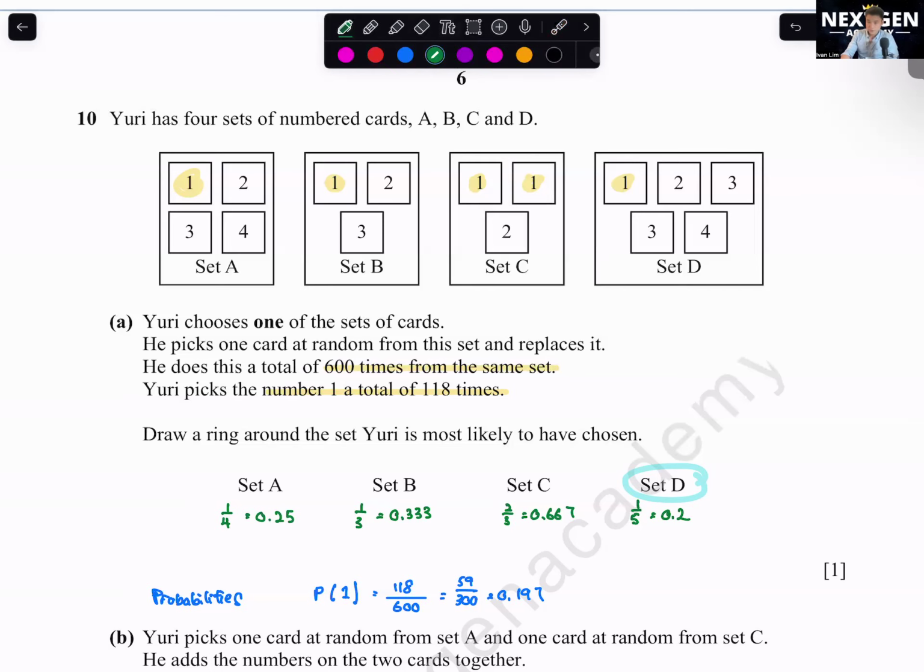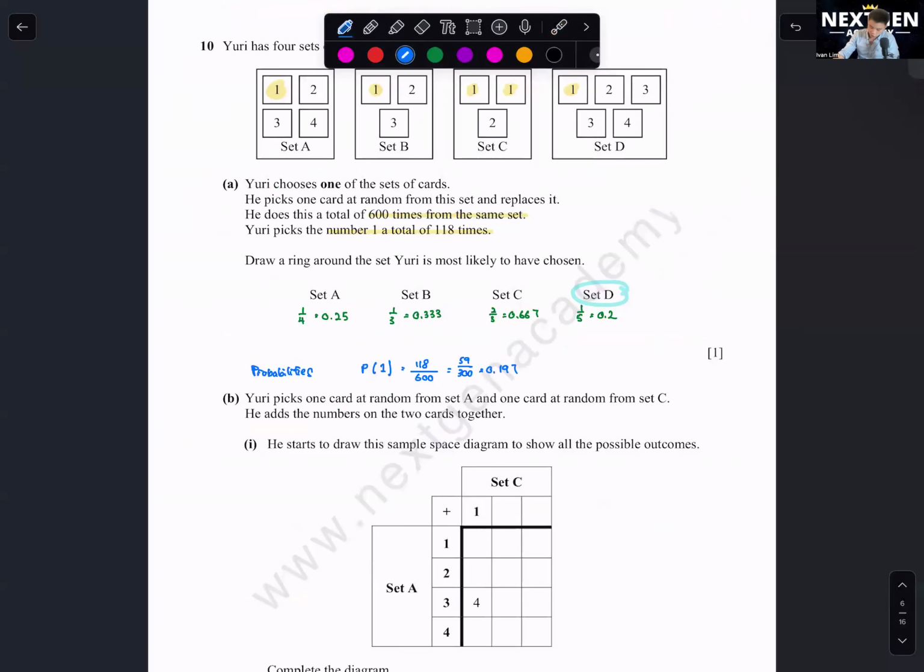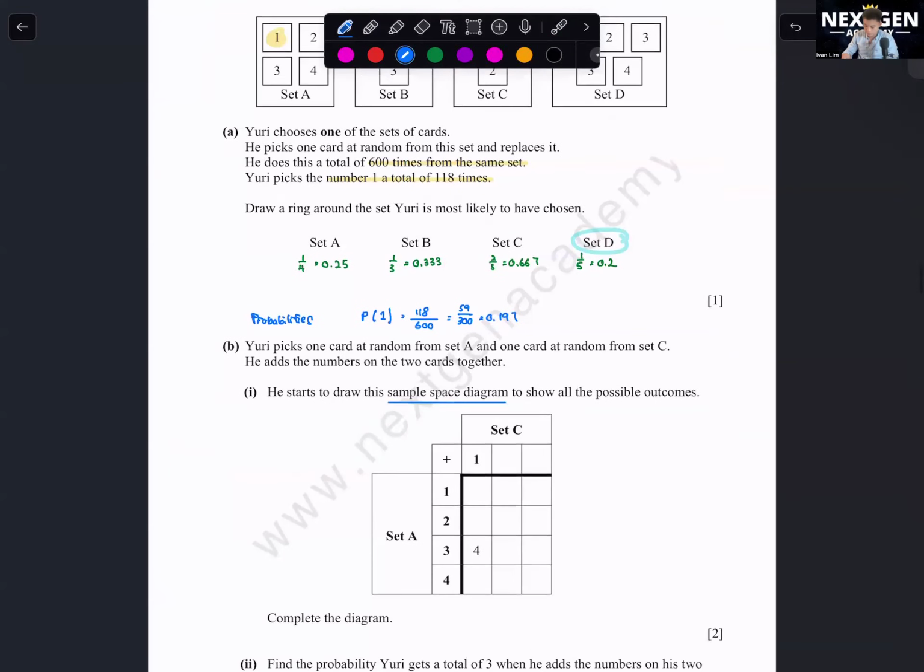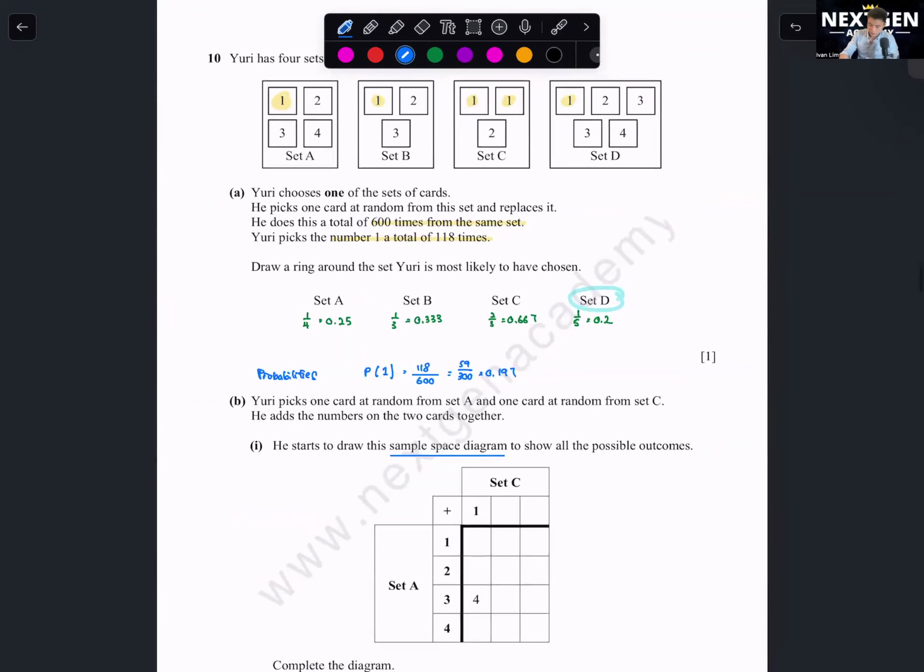Okay, number 10. Wait, haven't finished, sorry. Question B. Yuri picks one card at random from set A and one card at random from set C. He adds the number on the two cards together. He starts to draw this sample space diagram to show all the possible outcomes. Complete the diagram. This is called a sample space diagram where they want to add up the two values together. So set C, you have this value 112, so you put here 112.